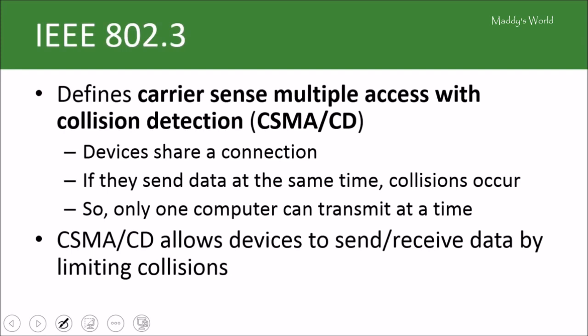802.3 defines something called carrier sense multiple access with collision detection. You'll commonly see this referred to as a pretty lengthy acronym, CSMA/CD. What happens with CSMA/CD is that devices share a connection, and if they send data at the same time on that connection, collisions can occur. Think of this as if you're driving down a one-lane road and a friend's driving in a car the opposite direction, so you're both driving towards each other, and you couldn't peel off to the left or right, you would run into each other. That would be a bad thing.